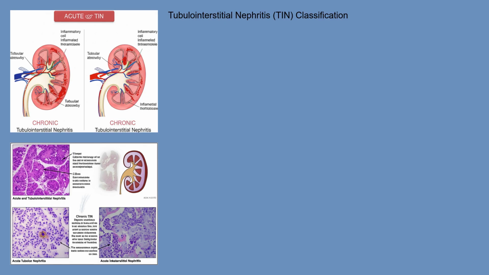Tubulointerstitial nephritis can be broadly classified as acute or chronic. Acute TIN develops rapidly, often due to drug reactions or infections, and may be reversible if treated promptly. Chronic TIN develops slowly over time, often due to prolonged exposure to toxins or chronic inflammatory conditions. Chronic TIN is typically irreversible and can lead to end-stage renal disease. Differentiating between acute and chronic TIN is important for determining the appropriate treatment strategy and predicting the long-term outcome.